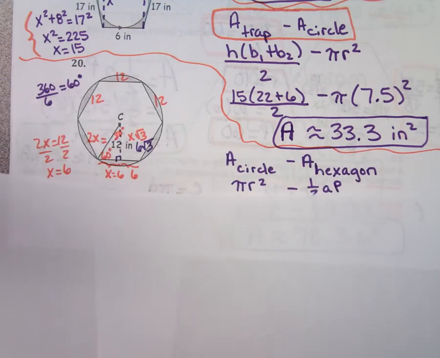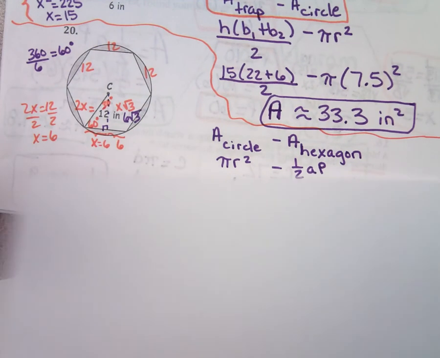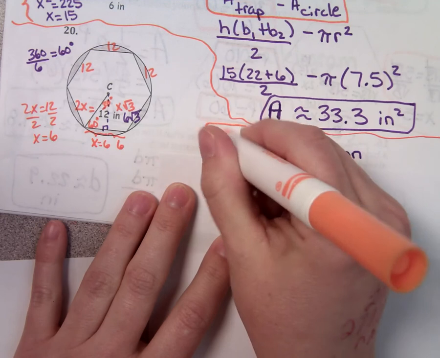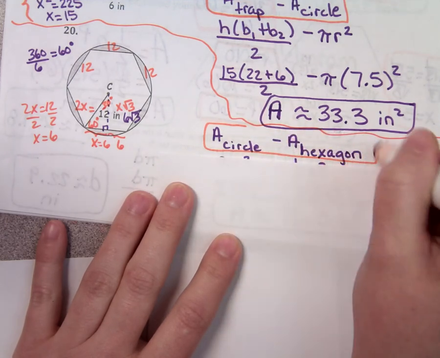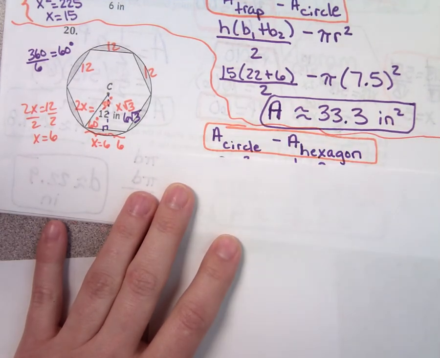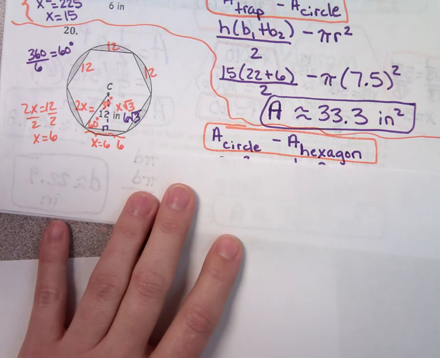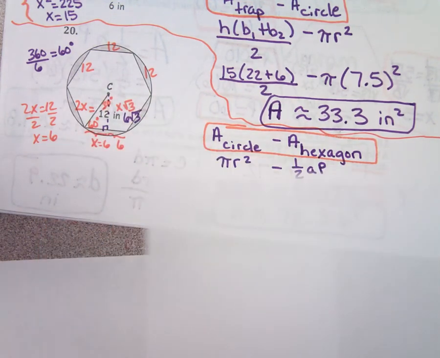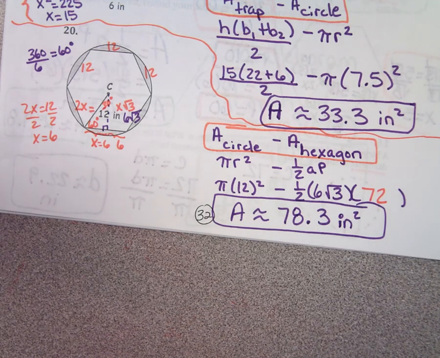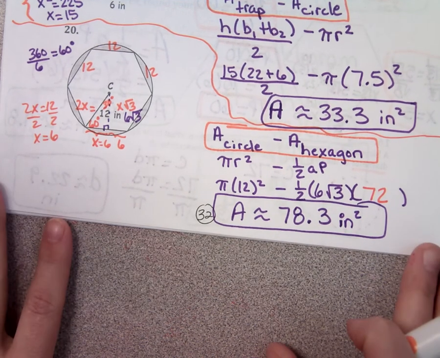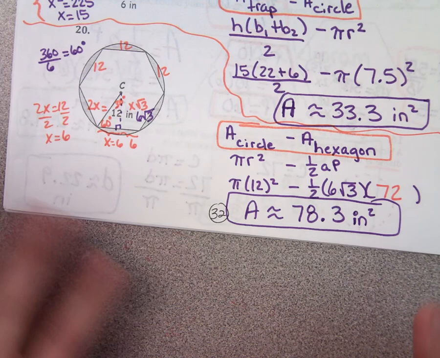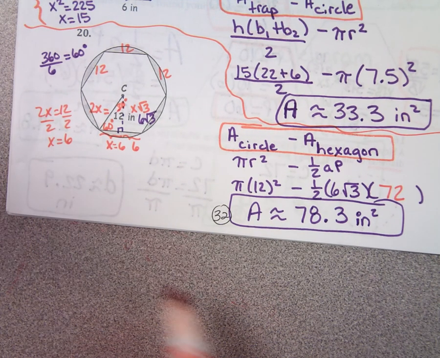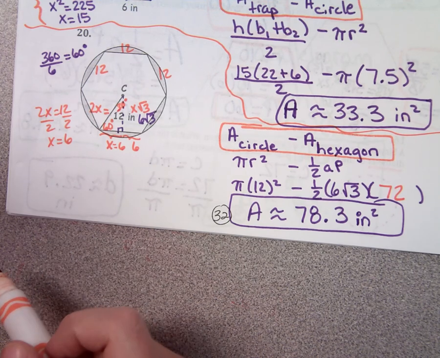Okay, and the last one. My game plan was to find the area of the circle. That was going to be too much area. Find the area of the hexagon and subtract the 2. Okay, so I know the radius of the 12. That was given to me right away. So that part was easy. It's just I had to work on my hexagon because I needed to know the apothem and I needed to know the perimeter. So I'm just going to let you look at this.